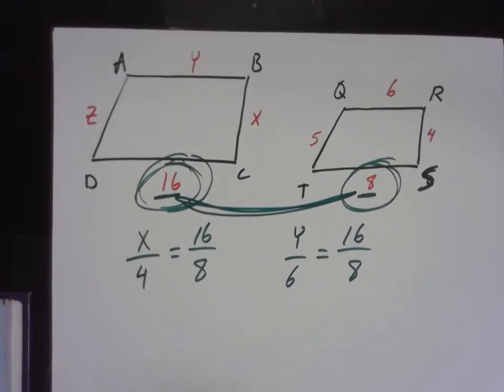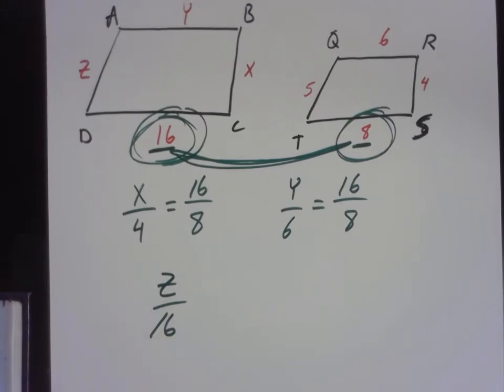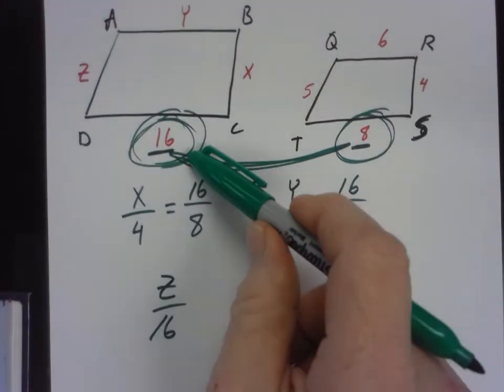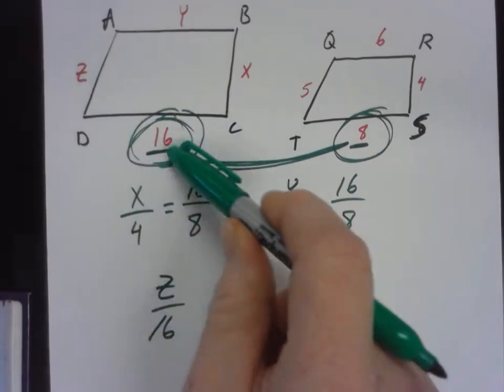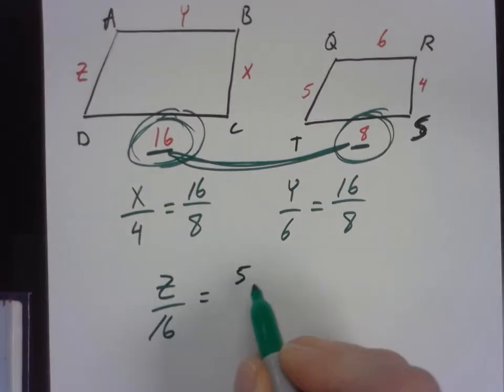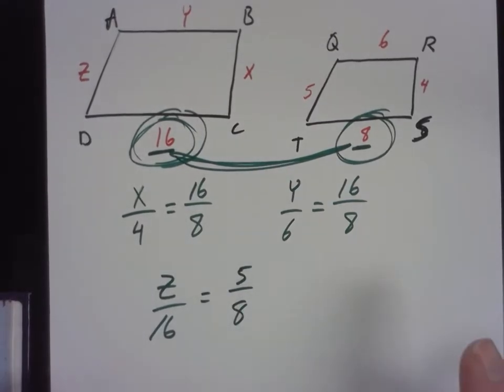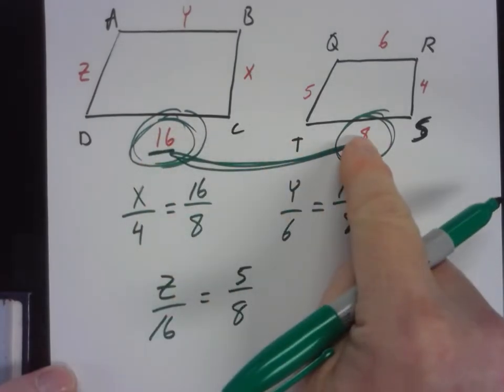How about this? Which one haven't I done yet? Z? How about z over 16? Can I even do that? Z over 16? All you have to do is be consistent. So z over 16's got to equal 5 over 8. You notice I'm still using the key to the problem, the 16 and the 8, aren't I? Okay, I'm still using those.